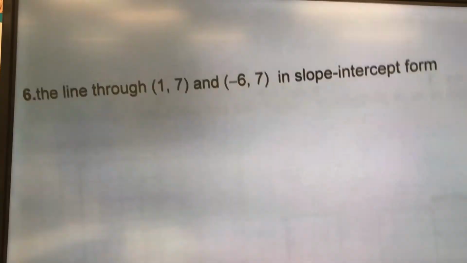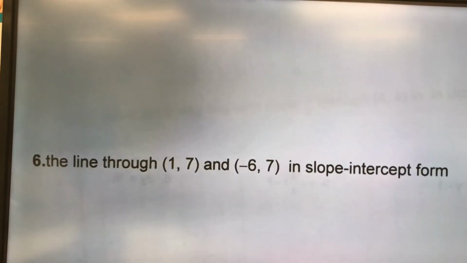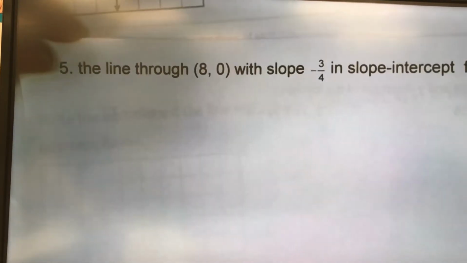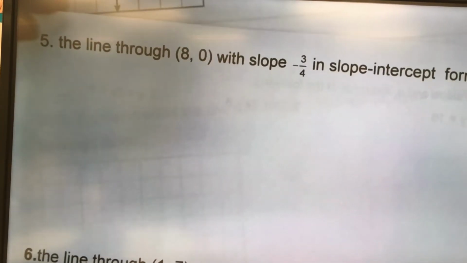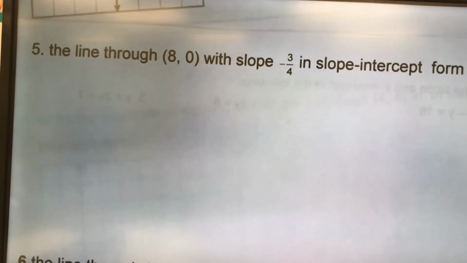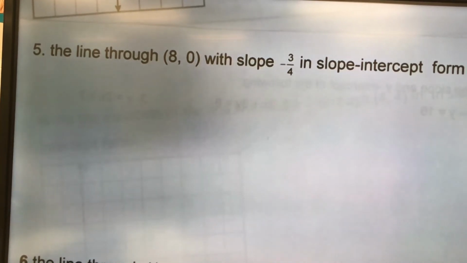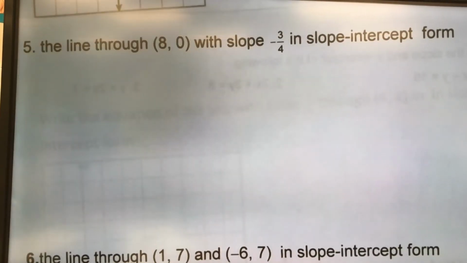You have a couple of questions over here again. So take a moment and do that one. Here is question number 5. You need to write the equation of a line that passes through 8, 0 with the slope negative 3 over 5. So take a moment and do those questions.